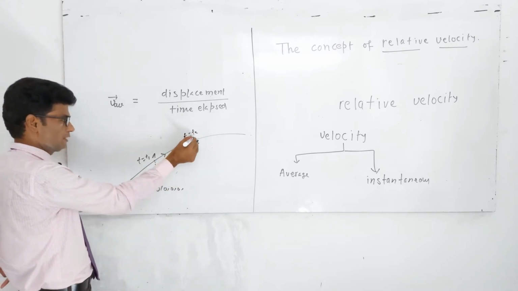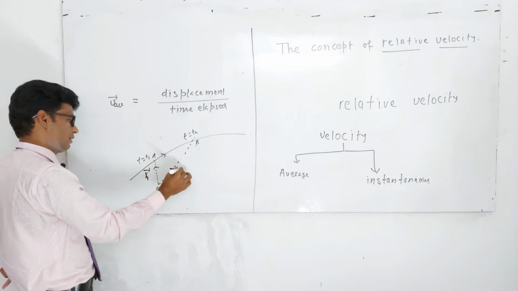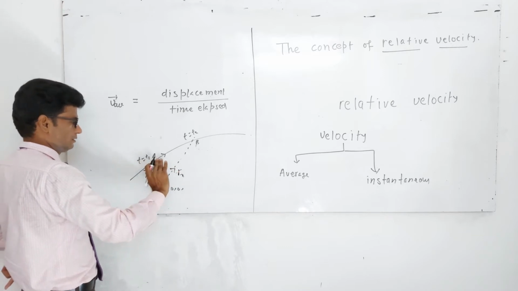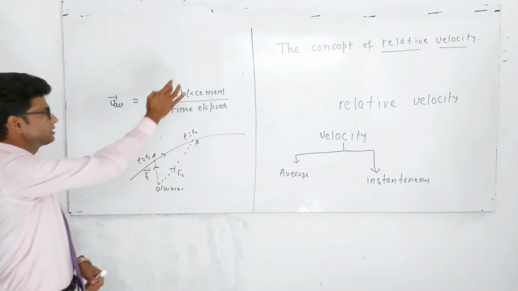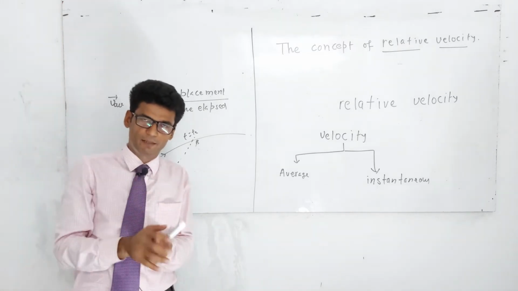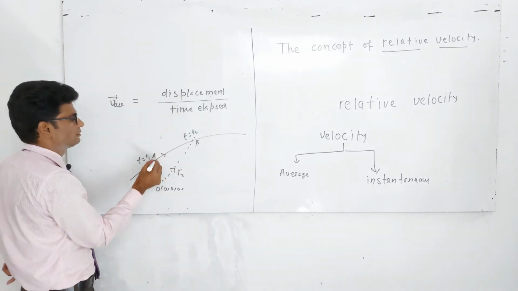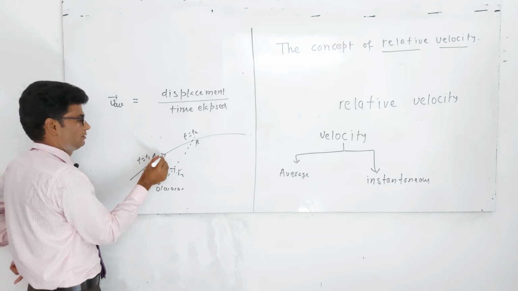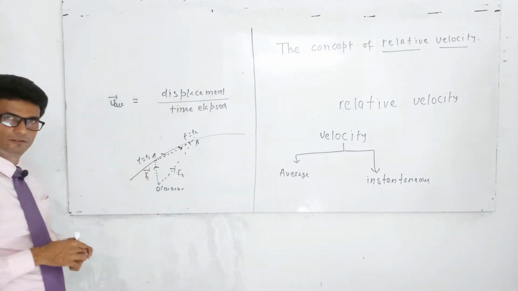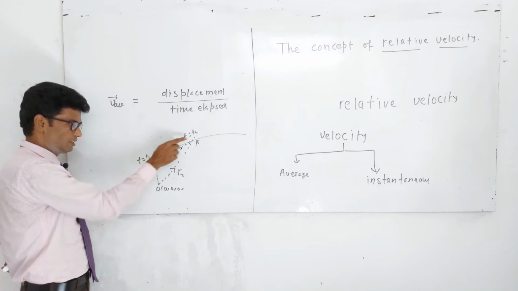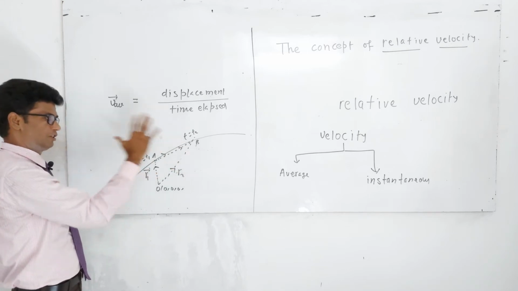So what is the position vector here? Say this is r1 and this is r2. However, the particle traveled along this path, so this is the path length. But displacement is the directed line segment from the initial to the final position. Put your eye on this directed line from A to B. Look at this arrow. This is the displacement.